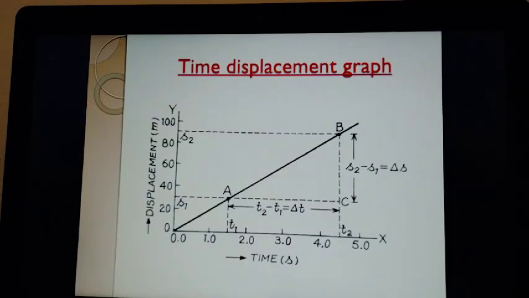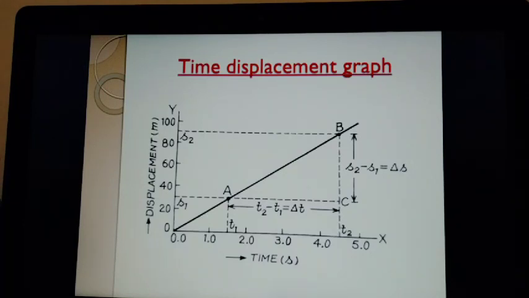I think you have already learned how to make the slope of a graph. The slope of any graph is the change in its y coordinate divided by the change in its x coordinate.